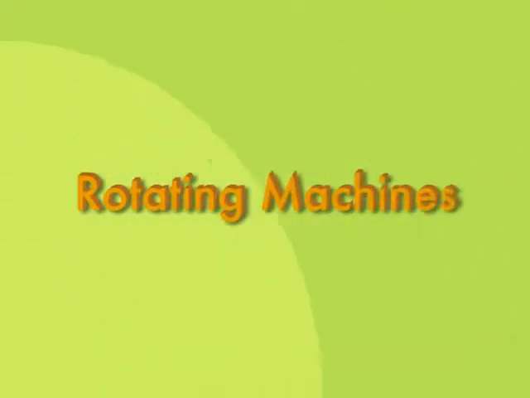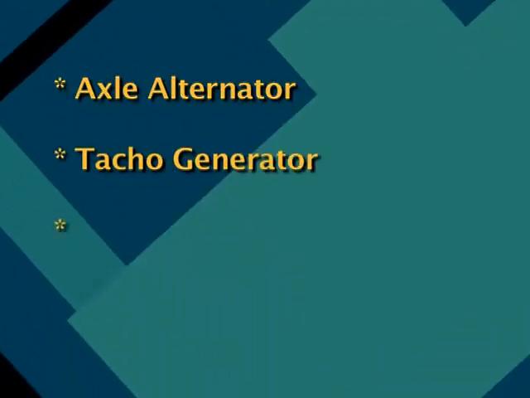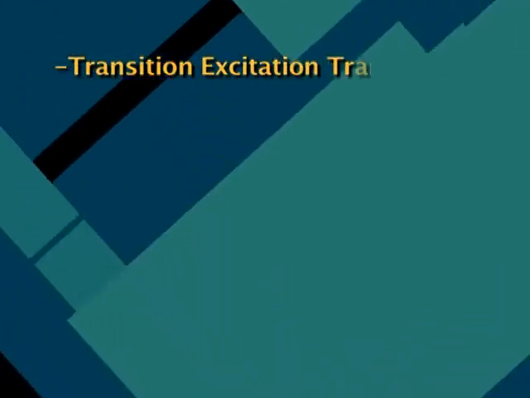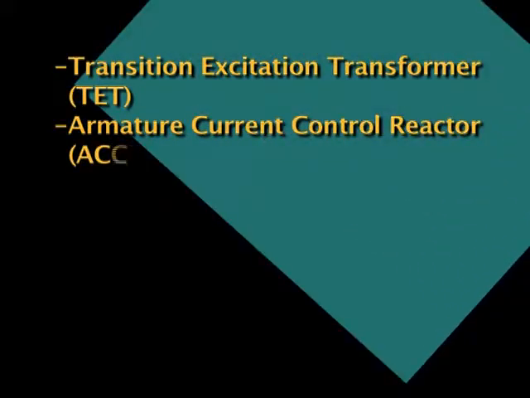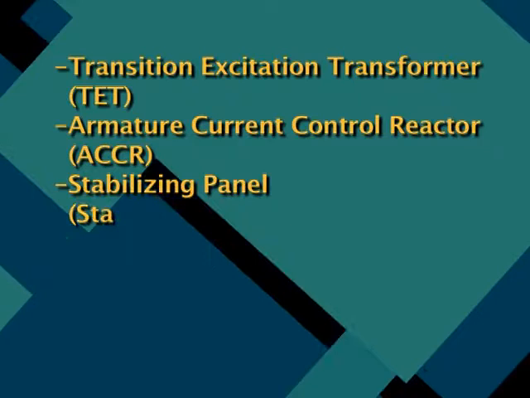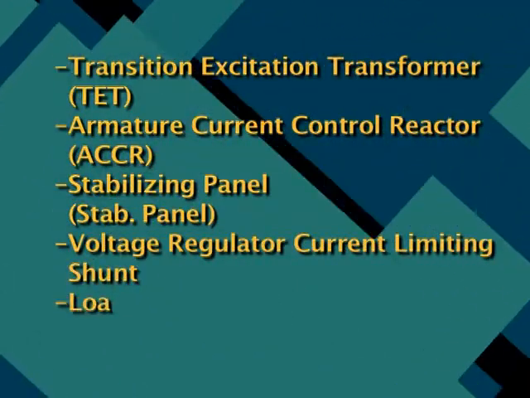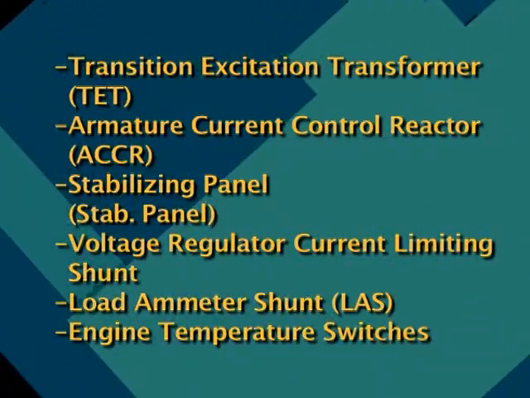Rotating machines: axle alternator, tacho generator, 6 TM speed sensors, ESS. Miscellaneous items removed: transition excitation transformer, TET; armature current control reactor, ACCR; stabilizing panel, step panel, voltage regulator current limiting shunt, load ammeter shunt, LAS, engine temperature switches.